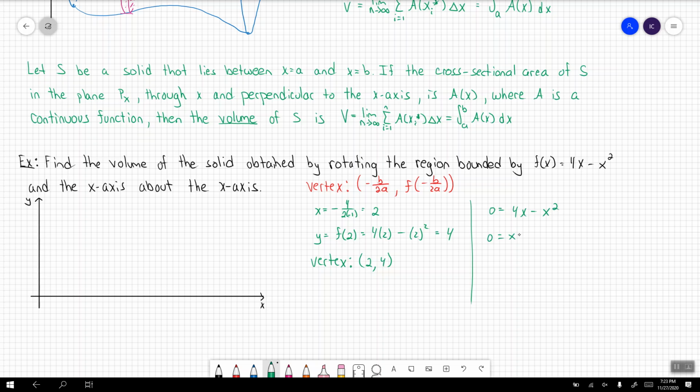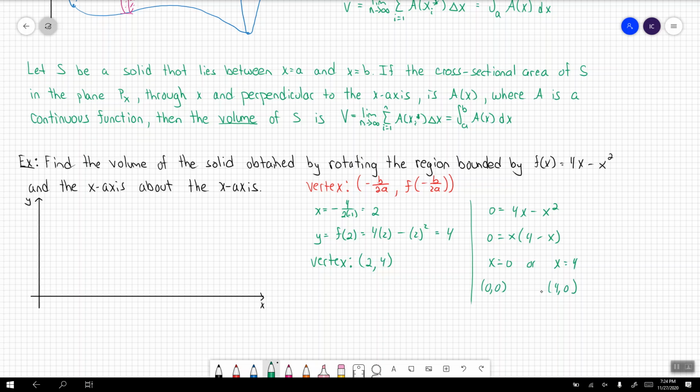In doing so, I can factor out an x, and therefore I get two different x values. x is equal to 0 or x is equal to 4, so x is equal to 0 or x is equal to 4 for these x-intercepts. So ordered pairs, this gets me (0, 0), and this gets me (4, 0).